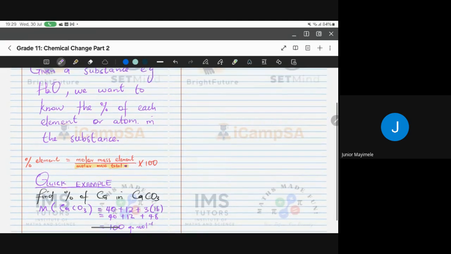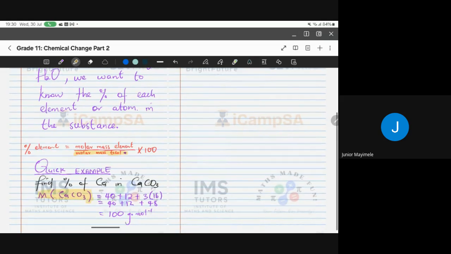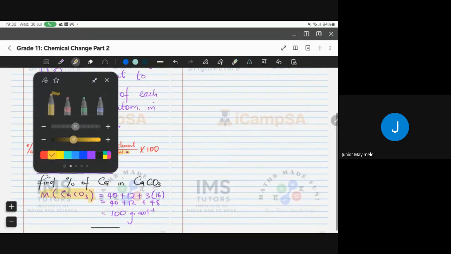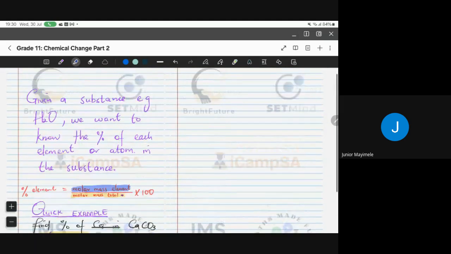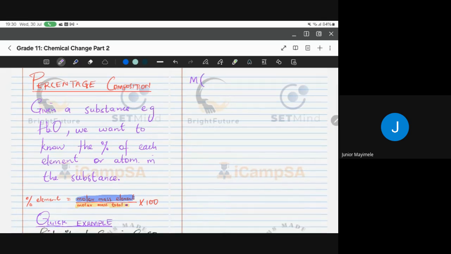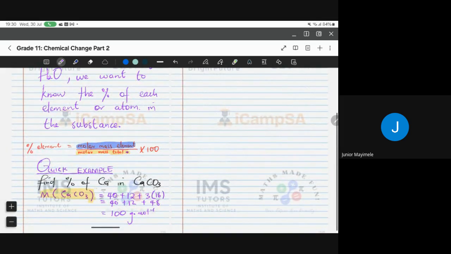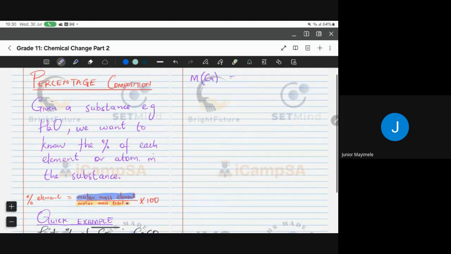Now, what is the molar mass? Okay, we have the molar mass of calcium. Now we need the molar mass of the element, right? It's a very simple thing. We were asked to find the percentage composition of calcium. So what is the molar mass of calcium? It is actually 40 grams per mole.